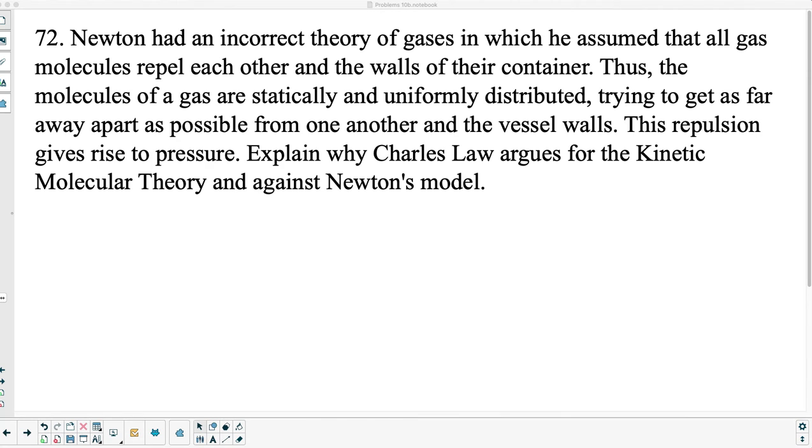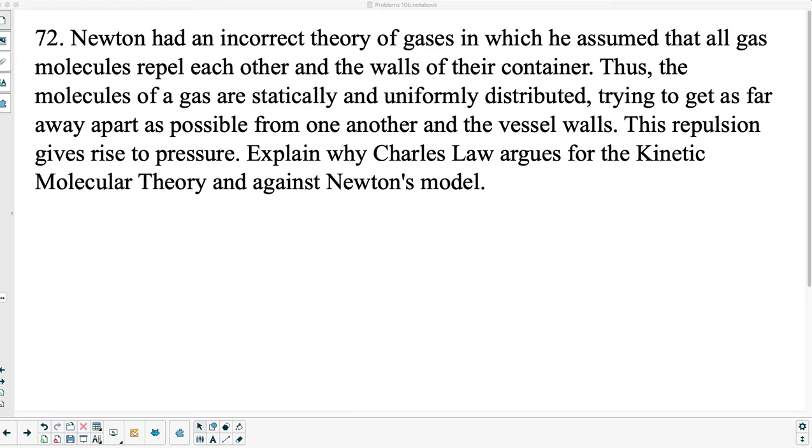If you take a look at this problem, it really doesn't require that much of an explanation. It said Newton had an incorrect theory of gases in which he assumed that all gas molecules repel each other and the walls of their container. Thus, the molecules of a gas are statically and uniformly distributed, trying to get as far apart as possible from one another and the vessel walls. This repulsion gives rise to pressure. Explain why Charles' law argues for the kinetic molecular theory and against Newton's model.